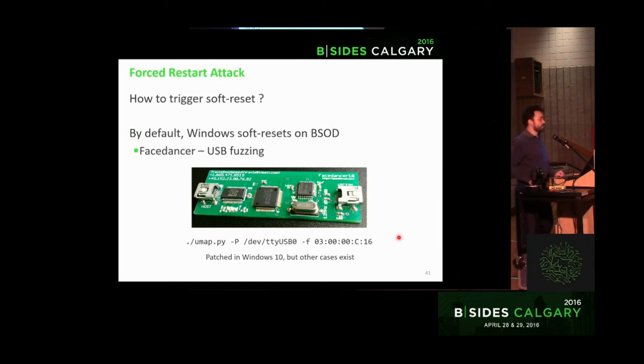So you might ask, how are we going to trigger a soft reset of the machine? Well, one way is to crash it, and you can crash it with fuzzing the USB. It turns out that the USB stack, at least until Windows 10, can crash pretty easily. There's actually a command here for UMAP, which is the tool that you can use to drive the Facedancer, which crashes all versions of Windows until Windows 10. There are test cases there in UMAP that can still crash a Windows 10 if you know how to run them. So it's pretty easy to crash a fully patched Windows 10.